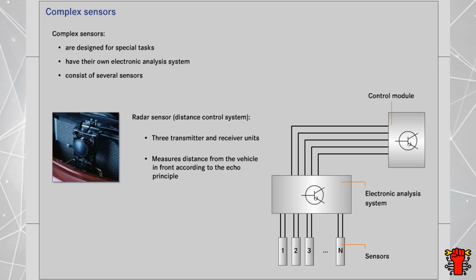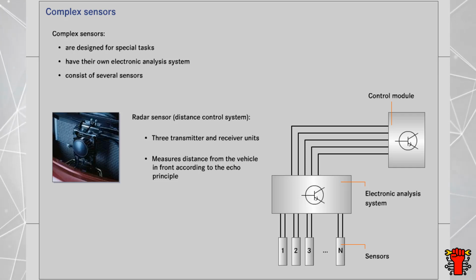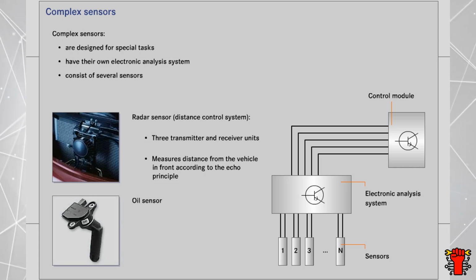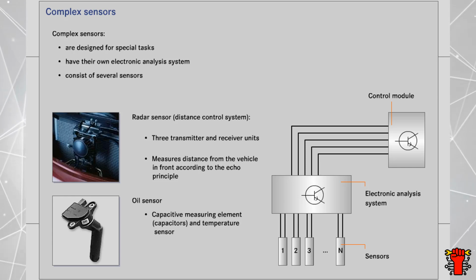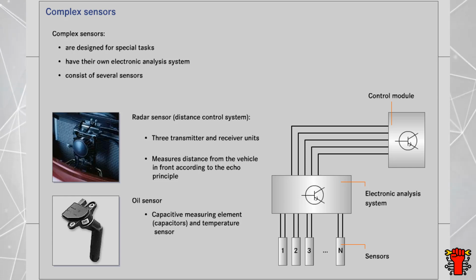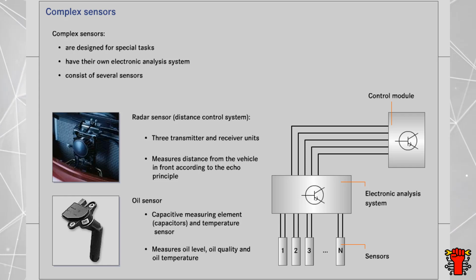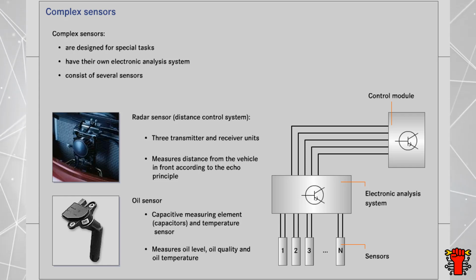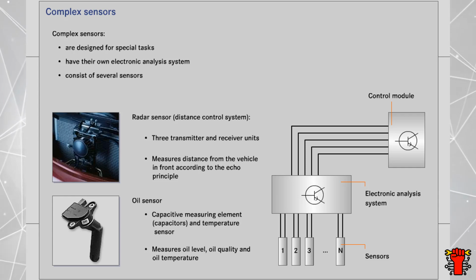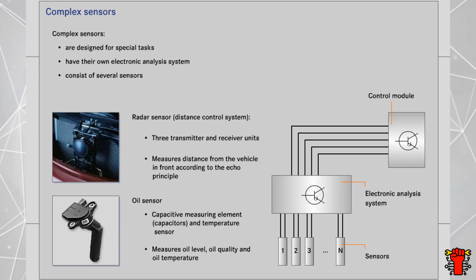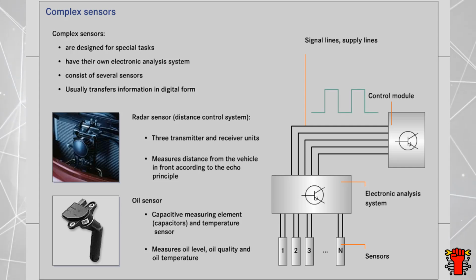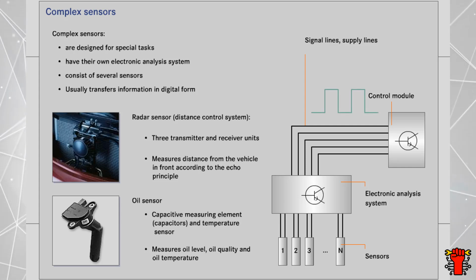These units use the echo principle to measure the distance from the vehicle ahead at different angles. Another example of a complex sensor is the oil sensor. It consists of a capacitive measuring element and a temperature sensor. This can be used to measure the oil level, oil quality, and oil temperature, thereby giving the control module a comprehensive picture of the condition of the engine oil. Complex sensors usually transfer their information to the control module in digitally processed form.